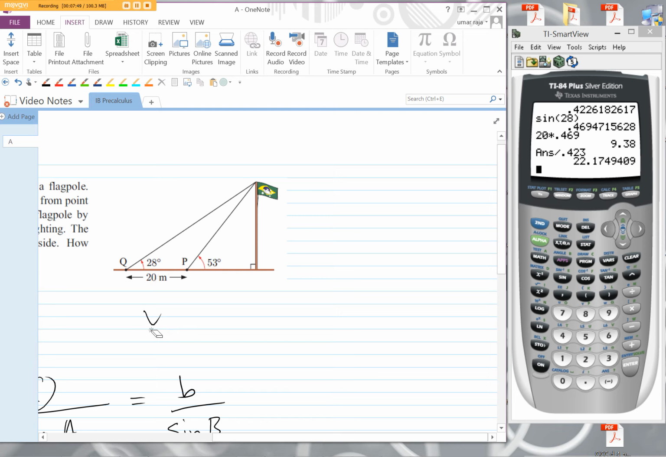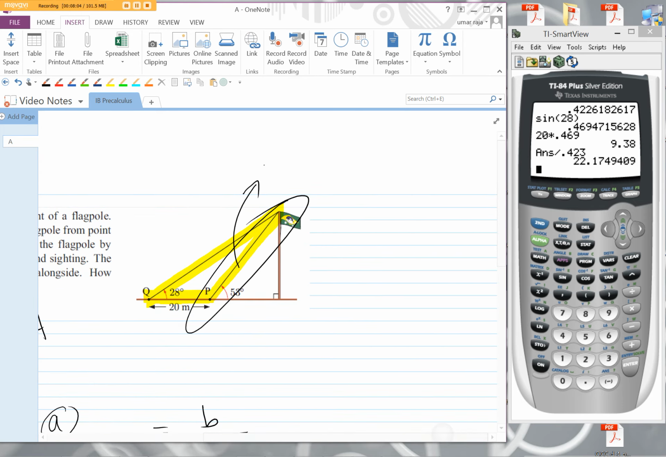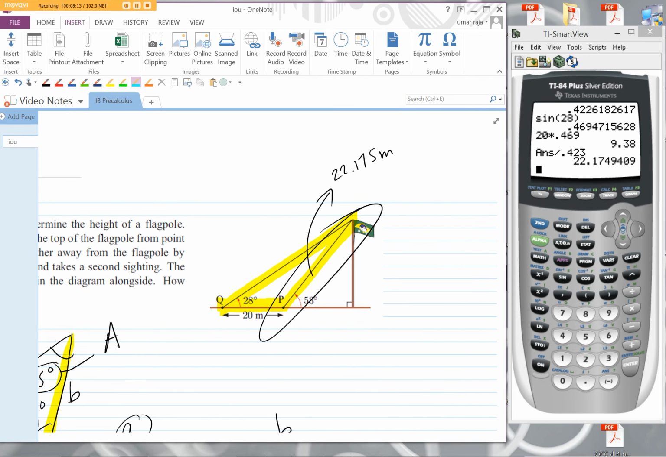Okay, so this is what they gave you, and the fact that we were actually working with this triangle, we actually ended up solving for this side. So this piece right here came out to 22.175 meters. Now in the original problem, what they want you to do is they want you to solve for the height of the flagpole, as you can see with the problem statement on the left.